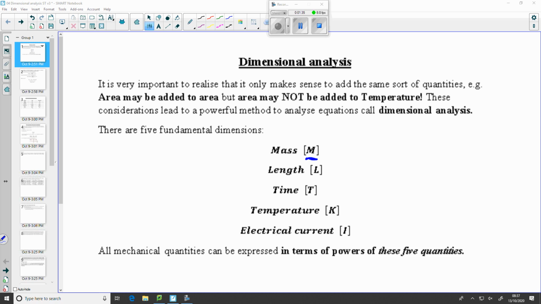Your mass could be in kilograms, tons, pounds, stones, so it can be any of the units of mass. Length can be meters, centimeters, millimeters, but the dimension is length.